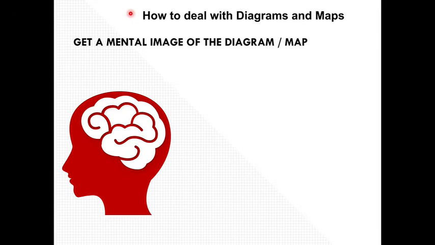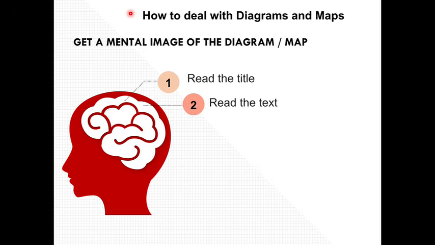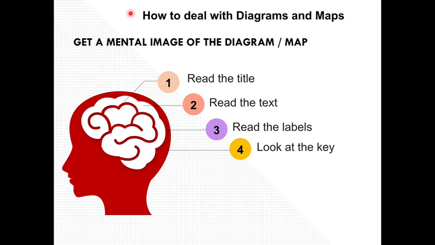So let's have a look. How do you get the mental image of a diagram? And that's very important. Firstly, you read the title. Secondly, you read the text. Then you read all the labels, everything that's written. You see, the first 3 things have to do with reading. Then look at the key.